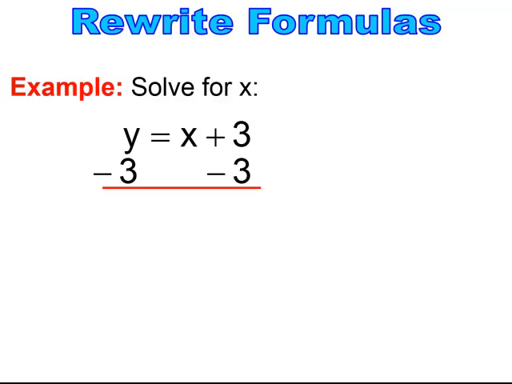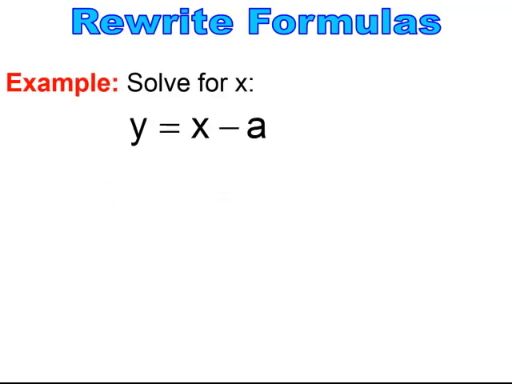Now be careful here, because when we're doing literal equations or rewriting formulas, when we have subtraction, you want to make sure that it is written as subtraction. So I'm not taking a -3 and attaching it to y, because that would be multiplication. So what we have here is we're simply writing the y minus 3 horizontally versus vertically. So our formula for x will equal y minus 3.